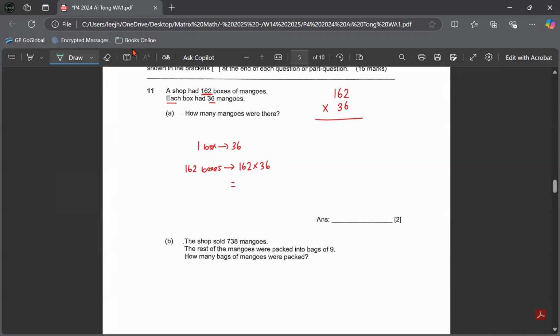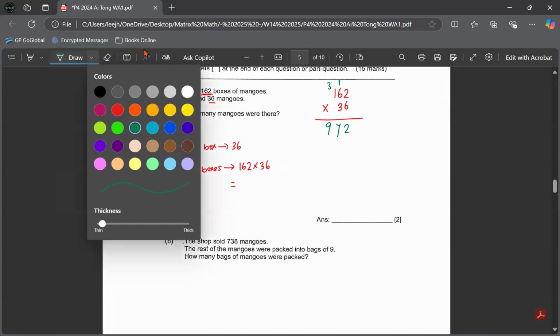So 2 times 6, 12. Okay, carry a 1, regroup a 1. So 6 times 6 is 36. 36 plus 1, 37. Regroup a 3. 1 times 6 is 6. 6 plus 3, 9. You are done with multiplying 6 once.